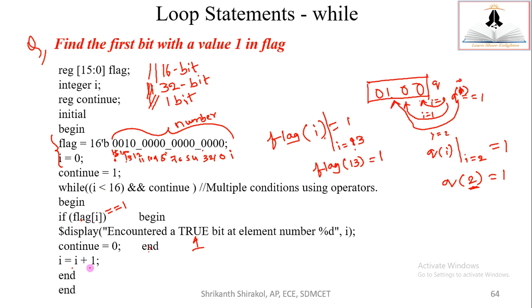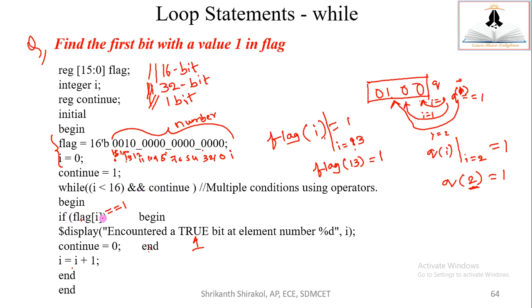After the end, what is there? I is equal to I plus 1. I is 0 now, 0 plus 1 is 1. So after that, it will check the while. 1 is within the range, and continue is still set as 1, since it has not encountered a set bit. So both conditions are satisfied, and it will come here.